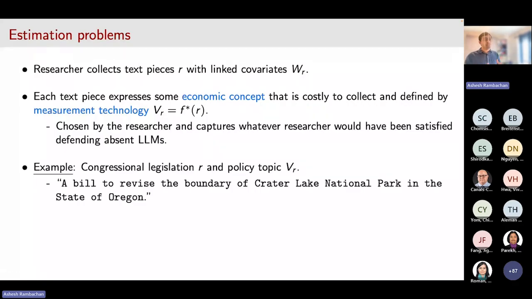So as an example, you could imagine a political economist collecting bills from the United States Congress. The text of those bills would be R. And to each one of those bills, the political economist would label each bill for the policy topic it refers to. So for example, this might be a bill to revise the boundary of Crater Lake National Park in the state of Oregon, in which case this would be a bill about the management of park services in the United States.